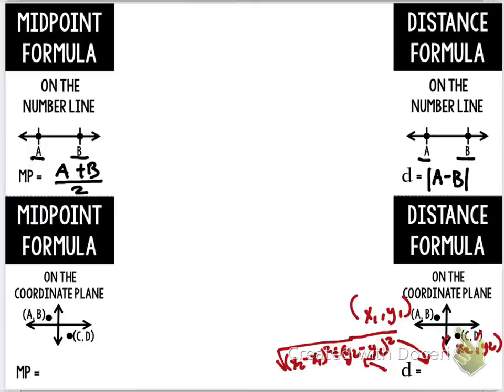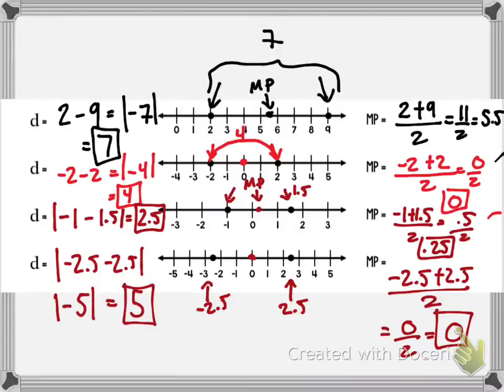The midpoint formula, we will find the midpoints of 2 points on the coordinate plane by finding the average of your x values and the average of your y values. So again, it's going to be average of x, which is x1 plus x2 over 2, and we have y1 plus y2 over 2. That's going to be your formula for both midpoint and distance formula on the coordinate plane. Let's go through a couple of examples.